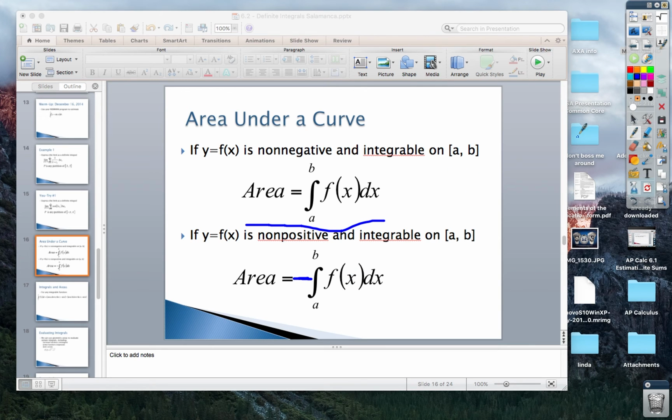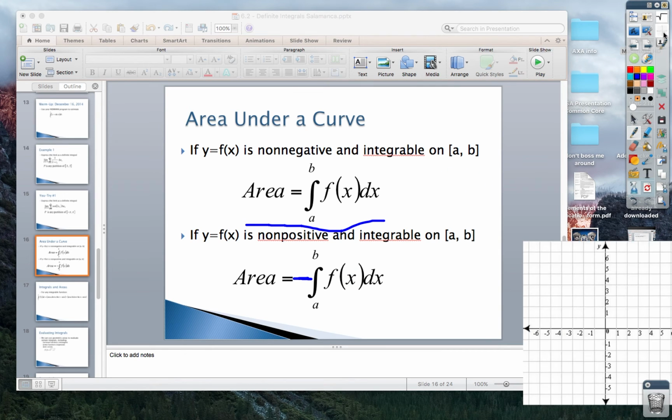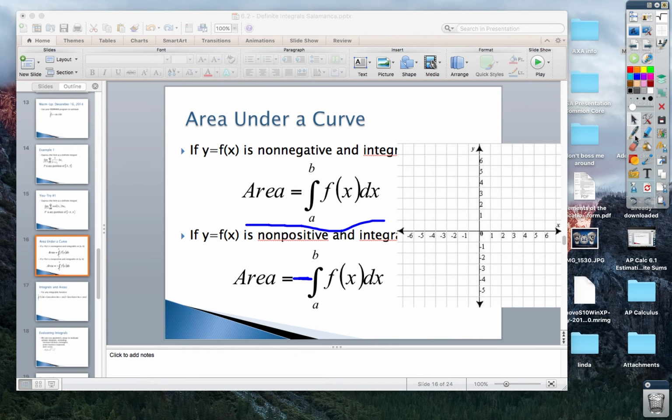So let's look at an example. If I give you a graph like so, and I draw a sine graph here, notice that from 0 to almost 3, the area under the curve is above the x-axis. That means it's integrable and it is non-negative. That means it applies to this one here.